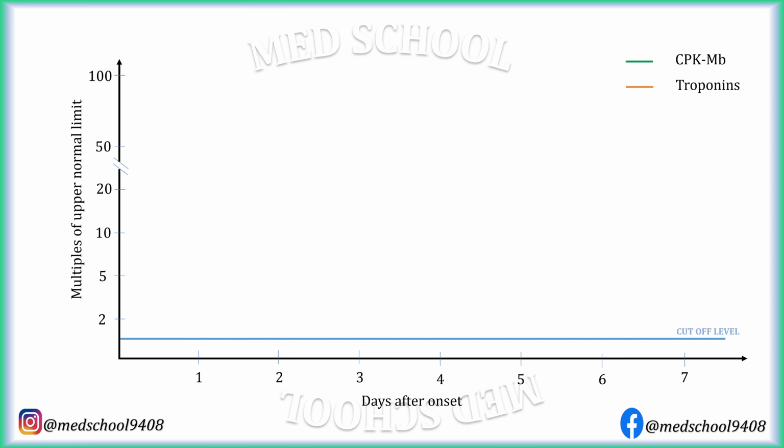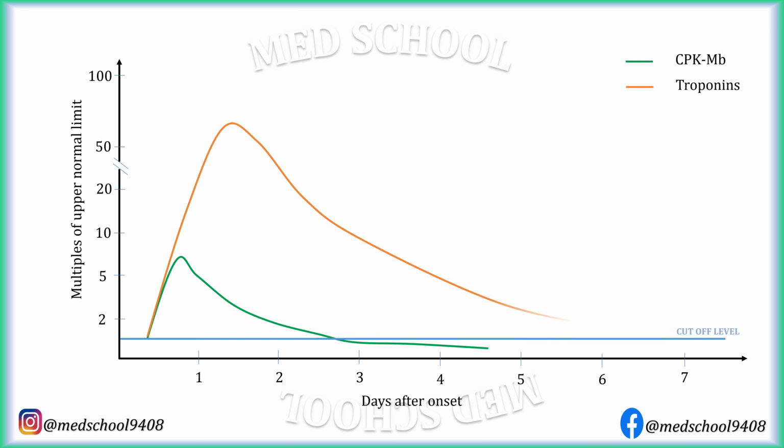Both these biomarkers appear in blood 3 to 6 hours after the onset of symptoms. CPK-MB reaches its peak at day 1. Levels gradually decrease thereafter and come back to normal at around day 3. While troponins reach their peak at around day 2. Levels gradually decrease thereafter and come back to normal at around day 7. As CPK-MB comes back to normal at day 3, it is a more useful biomarker than troponins in evaluation of reinfarction.